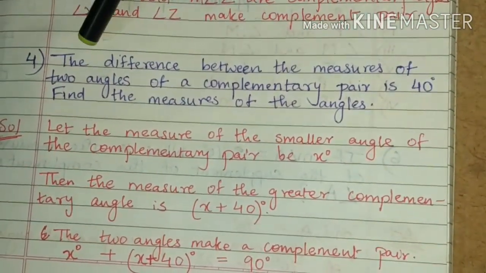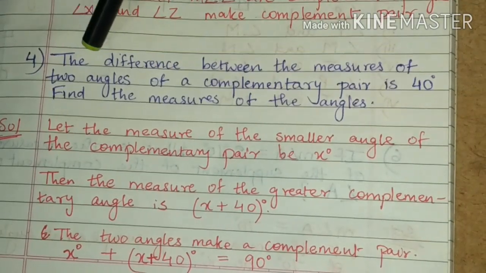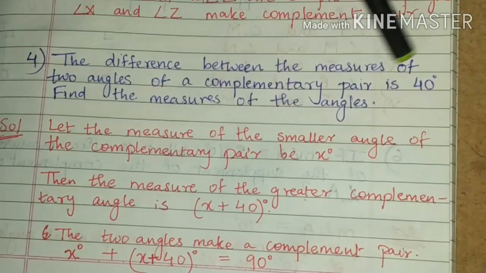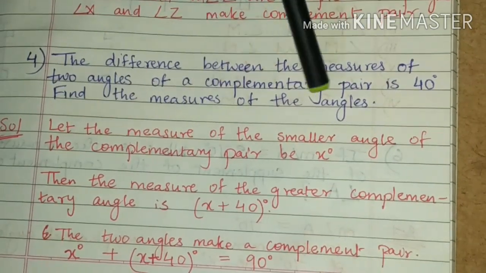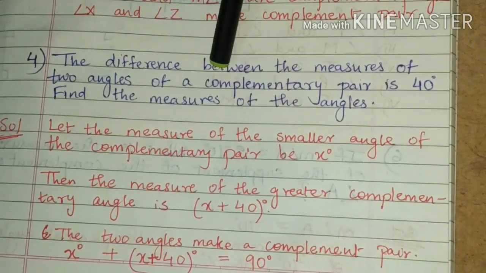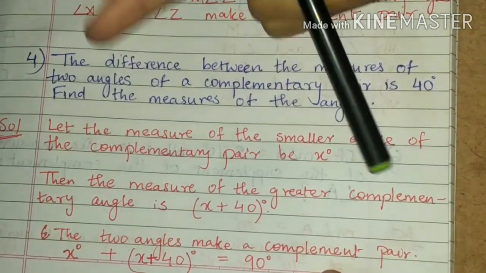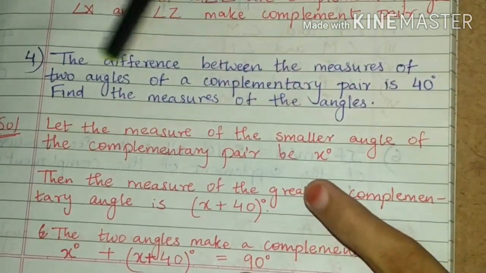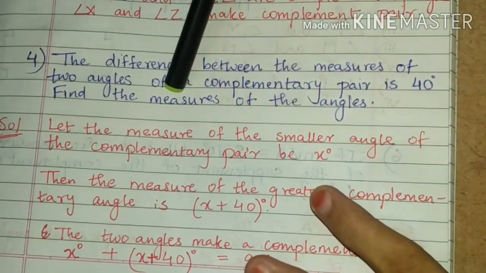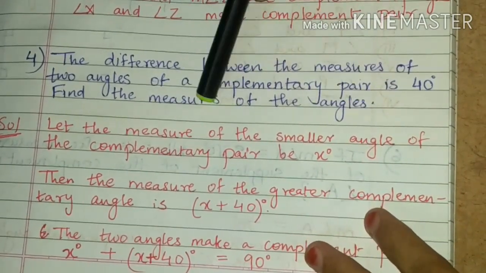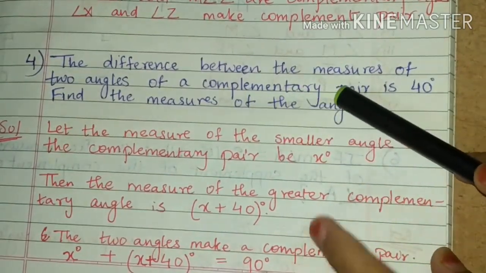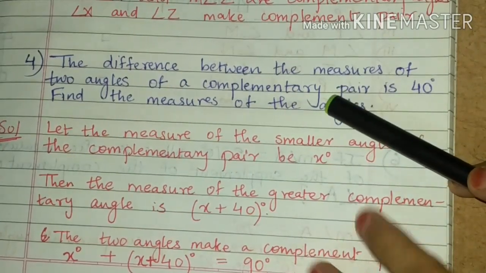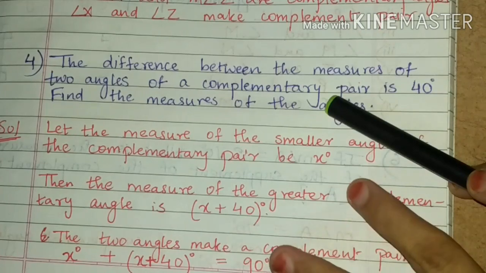See what is given in the question. The difference between the measure of the two angles of the complementary pair is 40. Find the measure of the angles. Means what is given? The difference between the measure of two angles. See what is given? Complementary pair means that two angles addition will be equal to what?